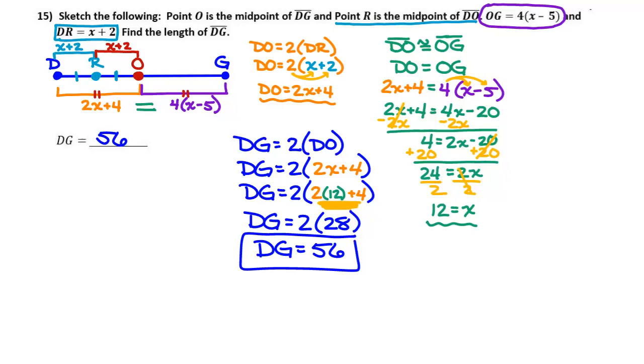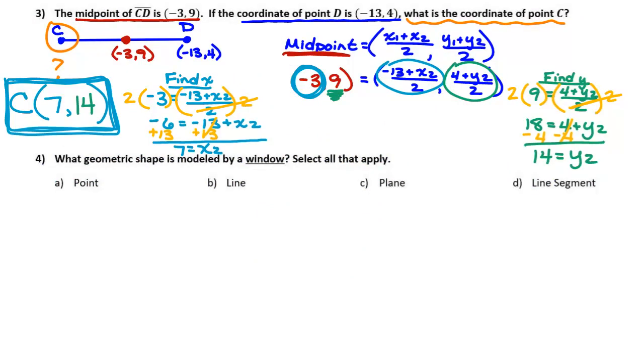Did you want me to go back and do 4 and 5? Okay, we're going to go do 4 and 5 next. So back towards the front of the packet on the front page. 4 is nice and quick. It's a multiple choice question. So not a lot of steps. What geometric shape is modeled by a window? A plane. It is a flat surface, so that would be a plane.